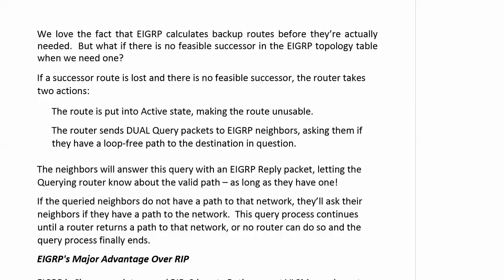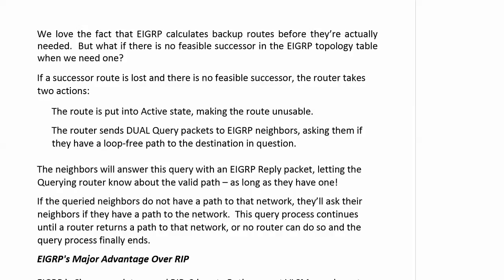Now, if the queried neighbors don't have a path to that network, then they ask all their neighbors, and they ask two friends, and the query process just continues until somebody says, hey, I've got a path to that network, or no router can do so, and the query process finally ends.